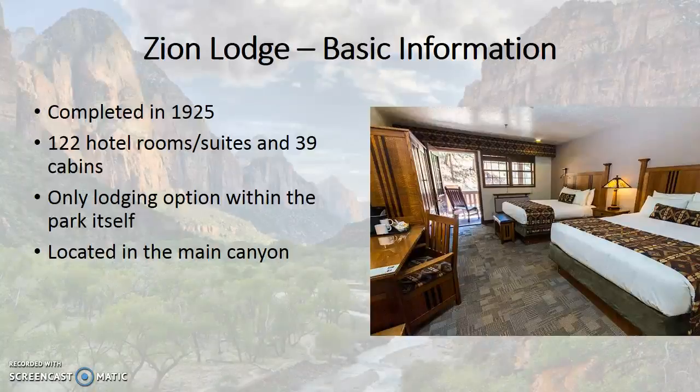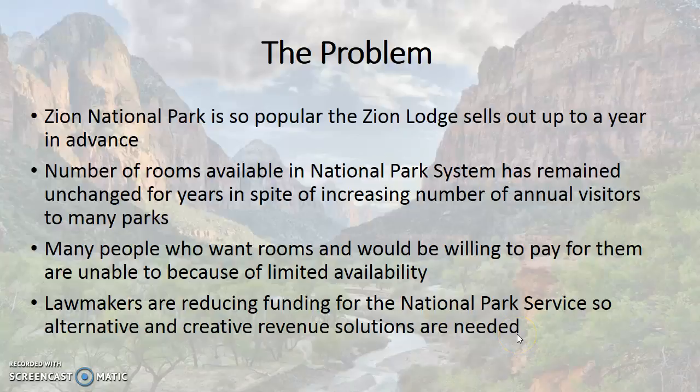The problem. While the number of park visitors increases consistently every year, the number of rooms available within the national park remains the same. As a result, the Zion Lodge sells up to a year in advance in some seasons. Lawmakers are reducing funding for the National Park Service, so alternative and creative revenue solutions are needed.